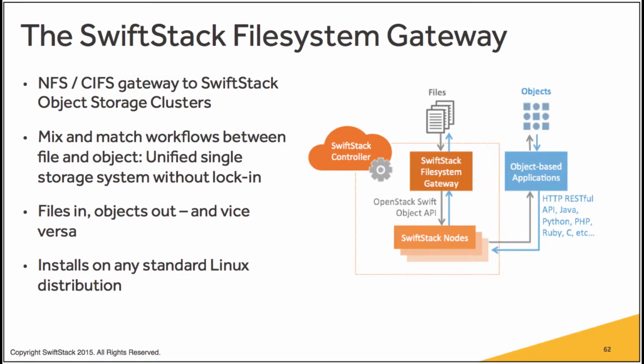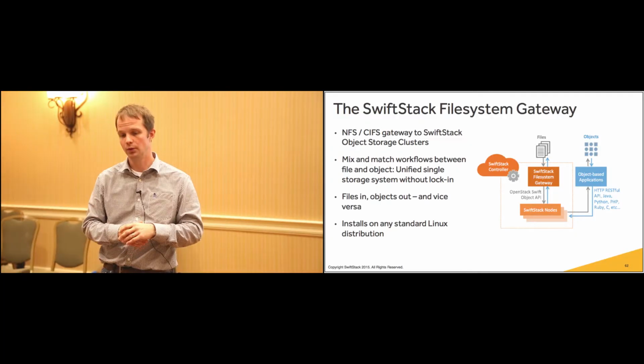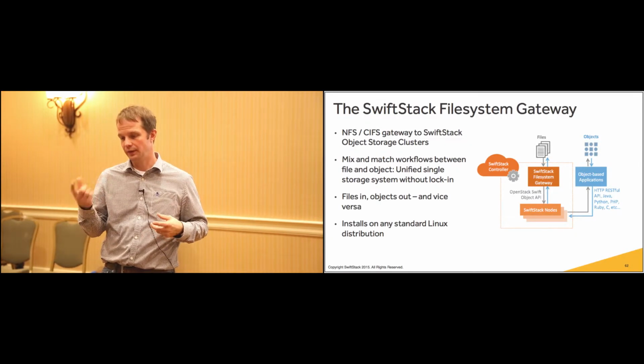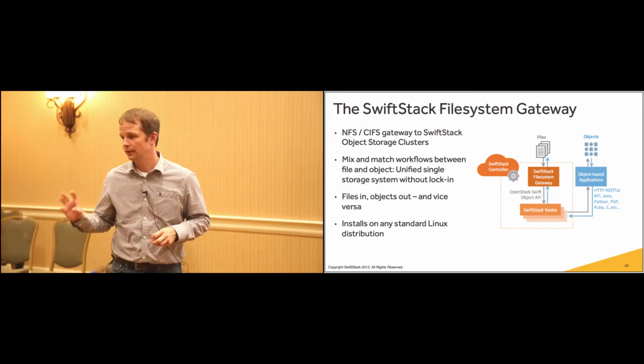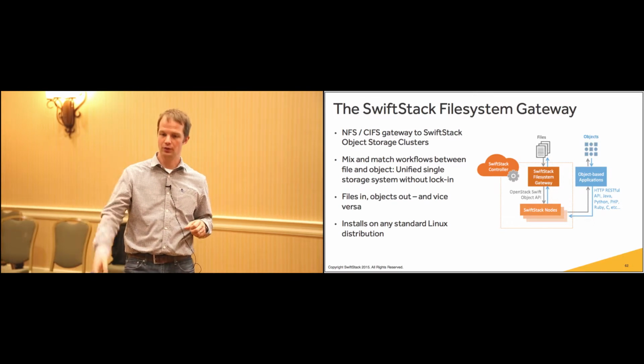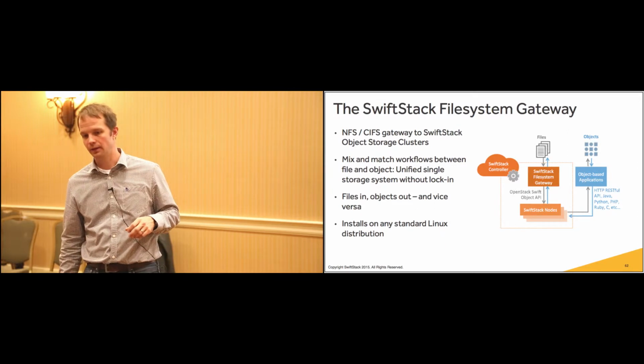The SwiftStack file system gateway is, for sake of argument, a Swift client. It's deployed on a Linux machine somewhere in the world. It doesn't have to be in the same data center. It can be hosted in a public cloud if you want to, or in a remote office as a local cache. It speaks CIFS or NFS one way. You connect to it with a server or workstation. There's a caching partition that will accept writes like a normal NFS server. And then there's intelligence on the back end, of course, that syncs those files into objects in SwiftStack.